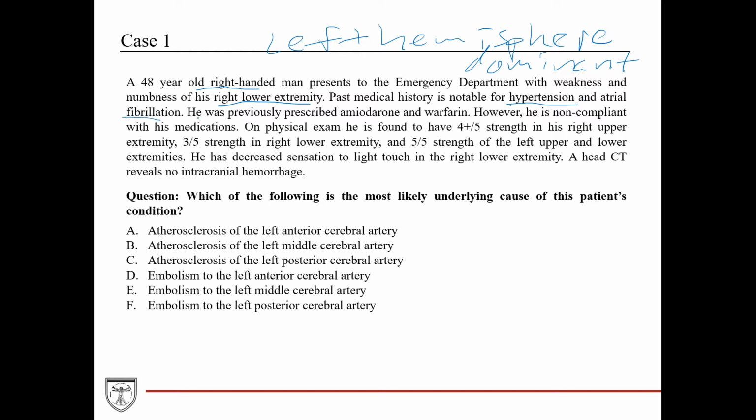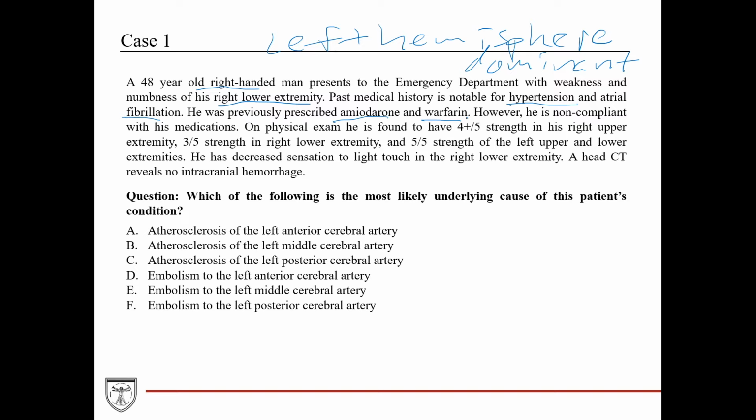So let's see if he's on blood thinners. He was previously prescribed amiodarone and warfarin. The amiodarone would be to control his heart rhythm, his atrial fibrillation, and the warfarin would be because, again, you can form clots in the left atrium. When the heart isn't pumping efficiently, you have stasis of blood flow, and when blood is sitting around, that's when clot formation can happen. And so then you can start throwing clots.